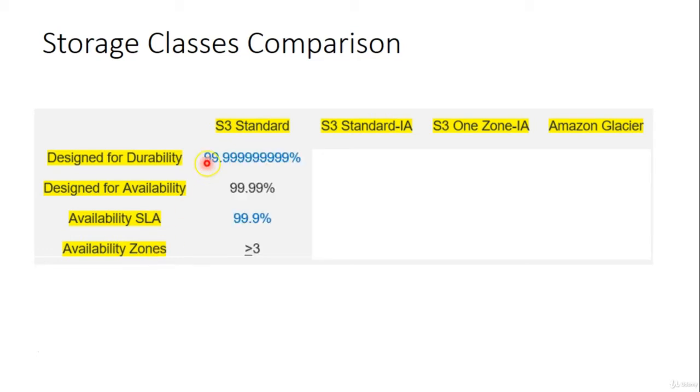S3 standard has a design durability of 11 nines. That is, it is almost 100%. So the chances of data loss when you are storing your data in S3 standard are quite low, almost 0. You can rest assured that if you are storing your data in S3 standard, it is almost 100% safe from any damage or any loss.